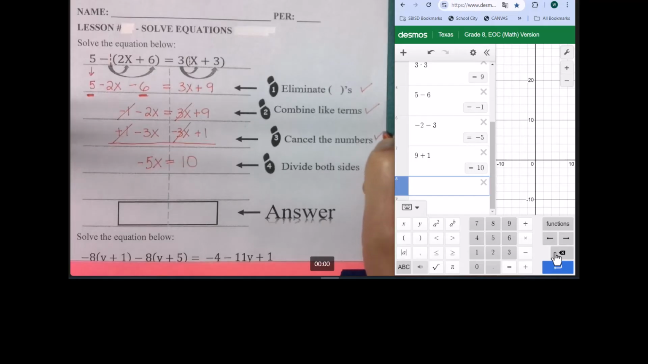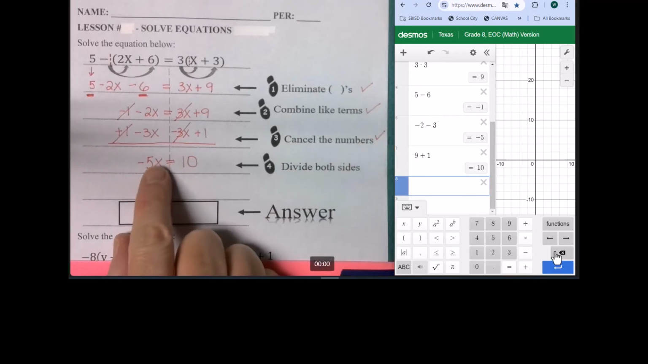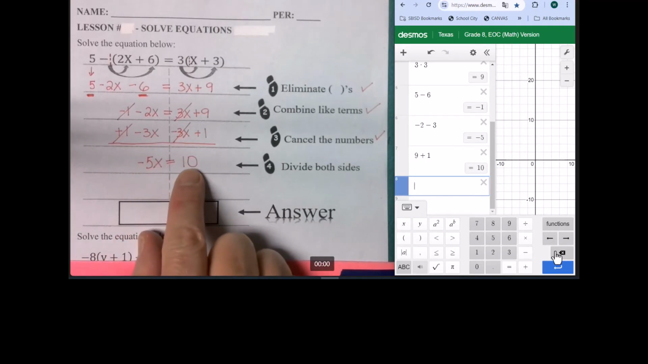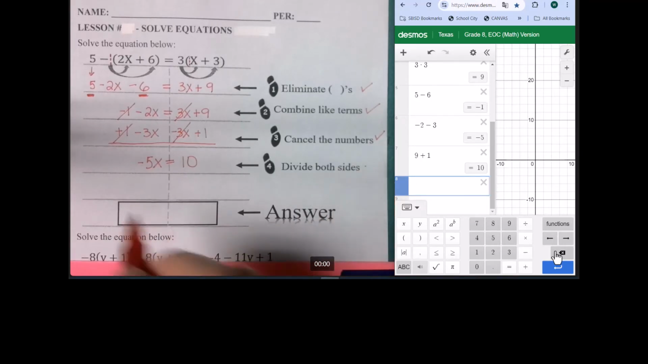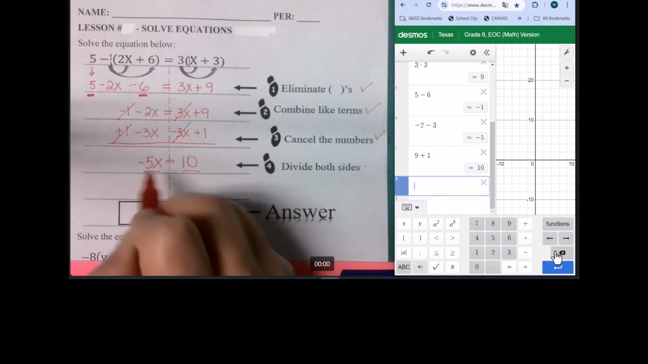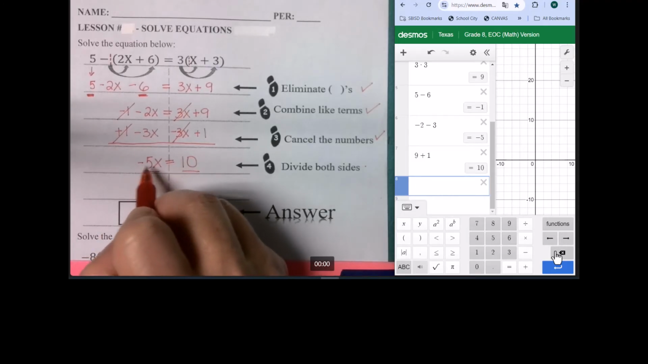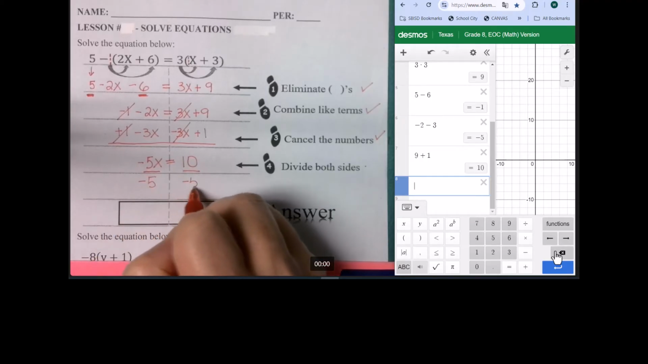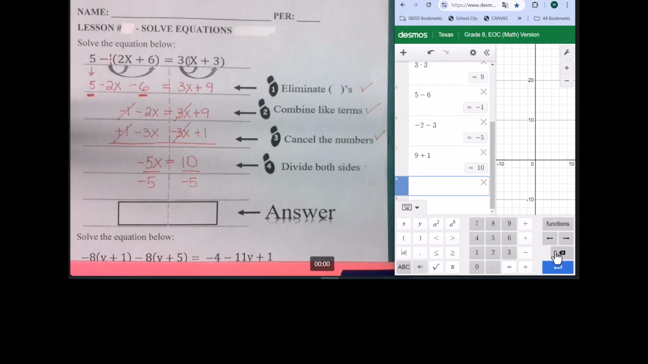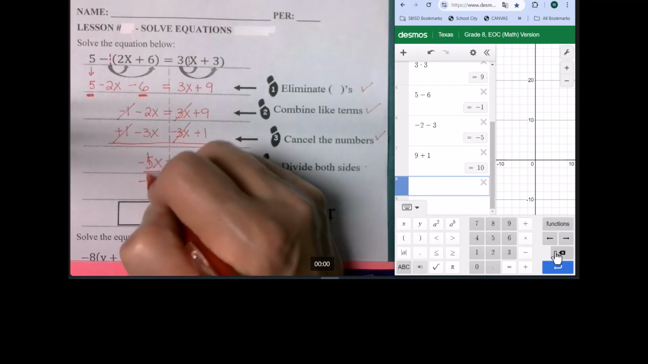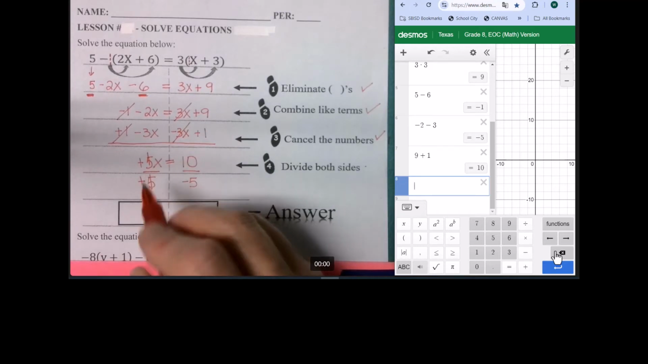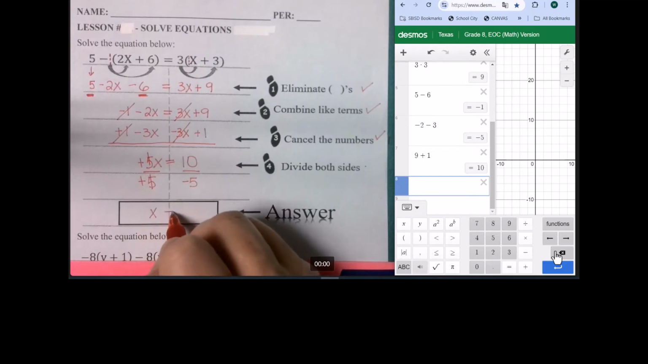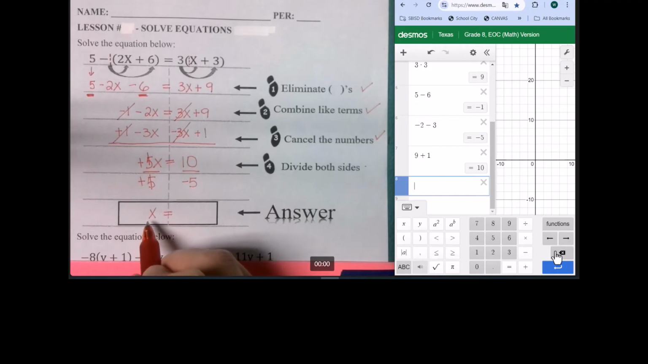So with that, I have canceled the numbers. I got numbers with x on this side, numbers with no x on this side. The last step is to divide both sides. We're going to divide both sides by the number that is next to the letter x. Next to the letter x is negative 5, so we're going to divide both sides by negative 5. What that does is the 5 cancels, the negative cancels, and the only thing that is not canceled is the letter x, and that's what I want. I want to find out what the value of x is.